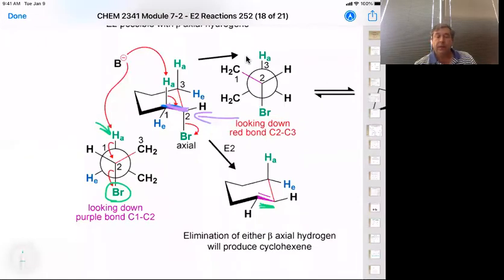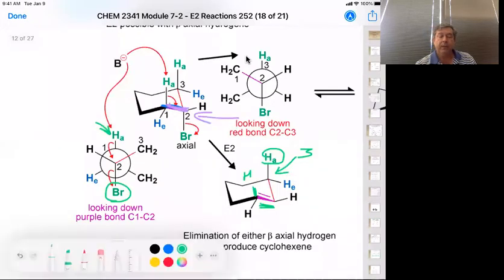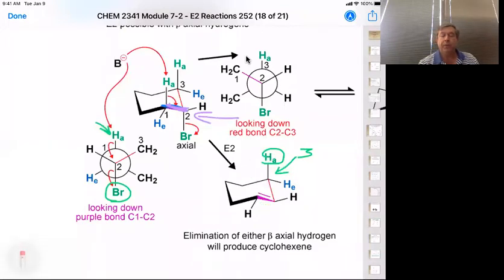Okay. And note that this is on our number 3 carbon, so we're not worried about that. So we've taken our hydrogen off of our number 2 carbon, our number 1 carbon, and our bromine off our number 2 carbon to form this.